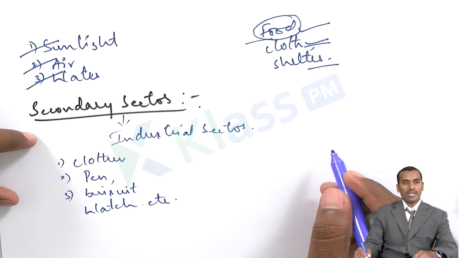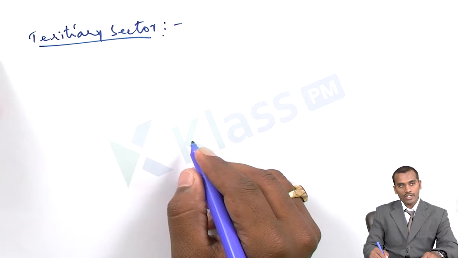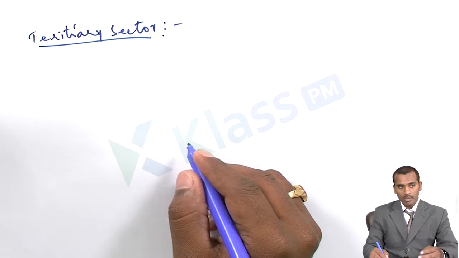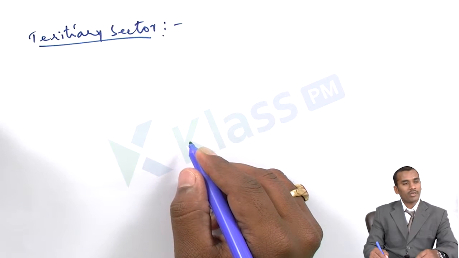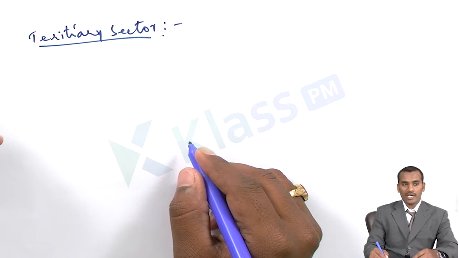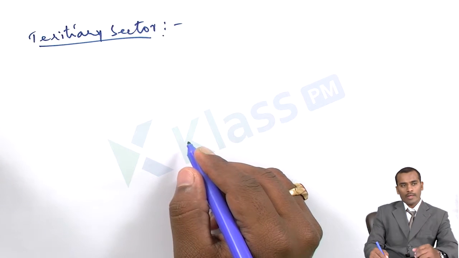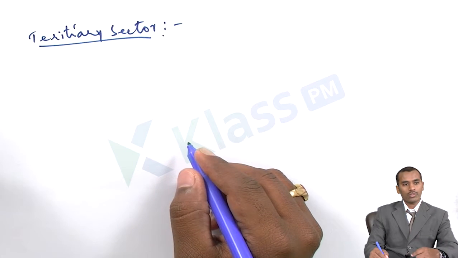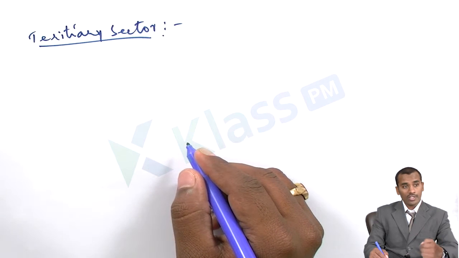In sequence, next what we have is the tertiary sector. If you remember, previously we discussed food, cloth and shelter. Food is produced in the primary sector, clothes are manufactured in the secondary sector, whereas shelter means construction, which comes under the tertiary sector. What is produced here? In the primary sector, raw materials are produced. In the secondary sector, manufactured goods are produced. Then what is produced in the tertiary sector?